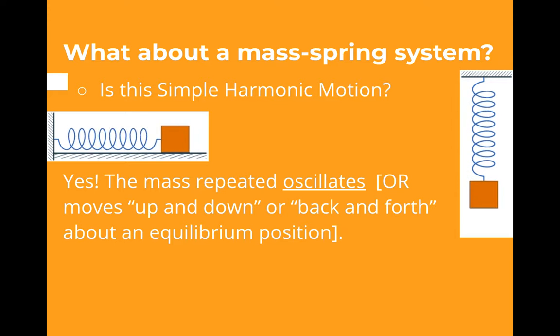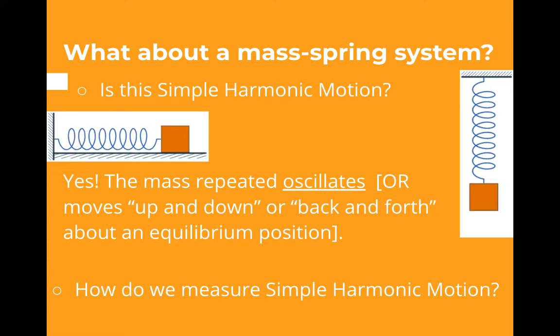If we're talking about the spring mass system on the right, it's moving up and down about an equilibrium position. If we're talking about the horizontal spring mass system on the left, it moves back and forth about an equilibrium position. In both cases, that is the definition of what an oscillation is. So a spring mass system will follow simple harmonic motion.